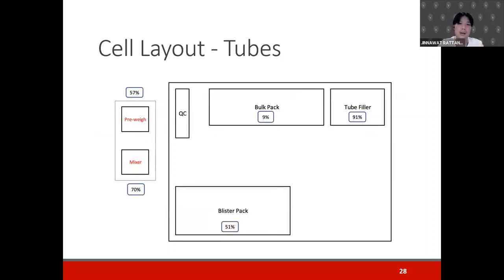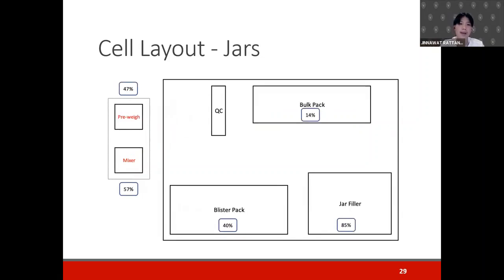For the tube layout, we have 57% for the pre-weight and 70% for the mixer, 9% for the bulk pack, 91% for the tube filler, and 51% for the blister pack. And the last one is the jar cell layout: 47 for the pre-weight, 57 for the mixer, 14% for the bulk pack, 40% for the blister pack, and 85% for the jar filler.